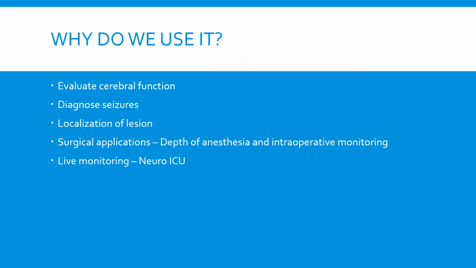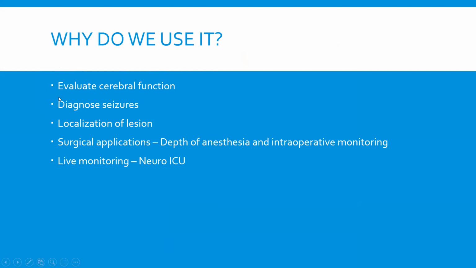But okay, so here are some of the uses for the EEG. There is a big difference between a normal brain EEG and a very abnormal one. There are normal frequencies and then there are abnormal frequencies. Because of these changes that occur to the EEG when the brain is abnormal, we can use it to evaluate cerebral function. And the one that we all know about is to diagnose seizures.